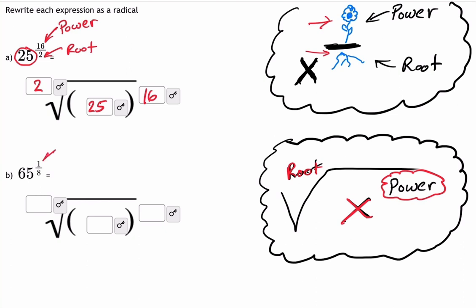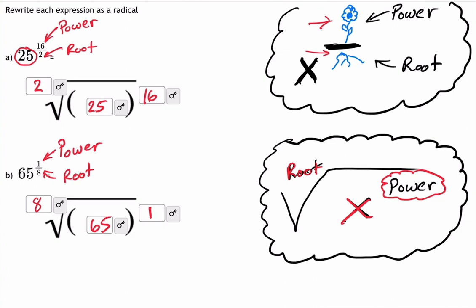Same thing in the next one. That top number is your power, and the bottom number is your root. One thing to note, though, is that if the power is ever a 1, you don't have to write it. But in this case, since we're asking for the blank to be filled in, we will put the power attached to our base, and the base being 65. And in this case, the root is the 8 on the bottom, so our root goes right there.